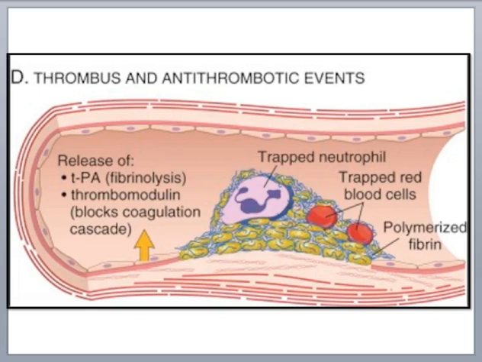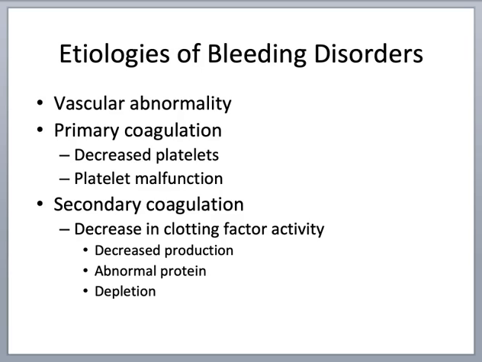Now, this process can also become unregulated, and that's when you get procoagulation or thrombotic events, which we'll talk about as well. So being well grounded now in the normal physiology of hemostasis, you can predict the etiology of different bleeding disorders. First of all, if you have abnormal blood vessels, that's an indication of vessel fragility and abnormal vessels, which are going to promote bleeding and or thrombosis.